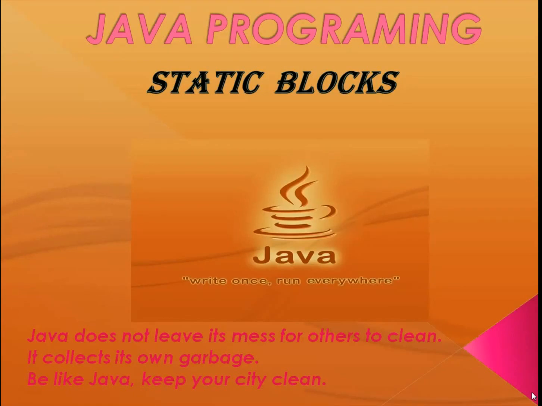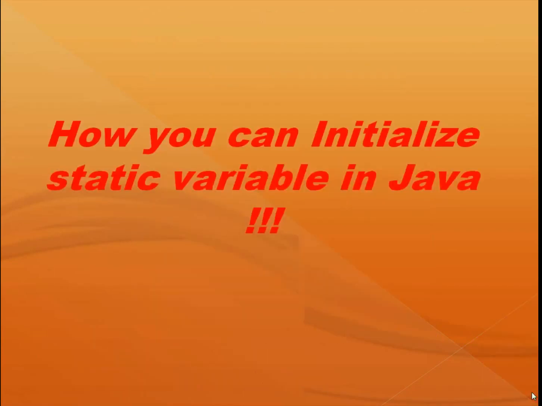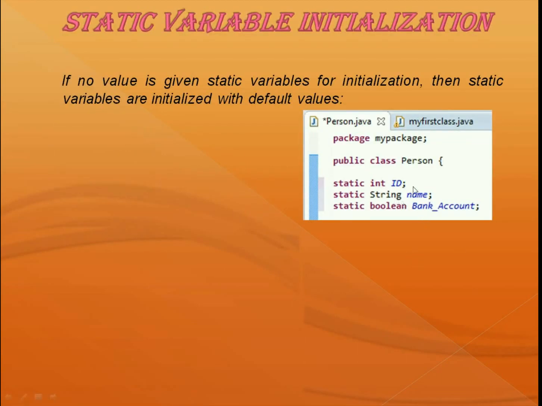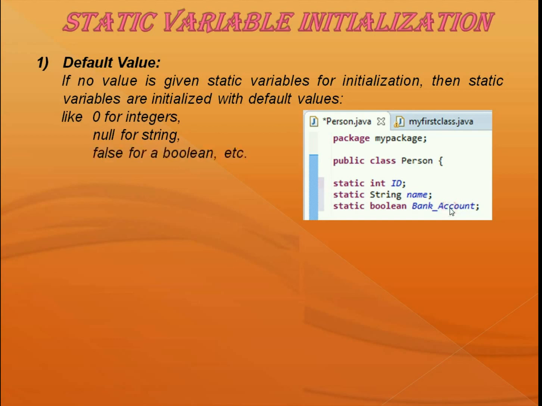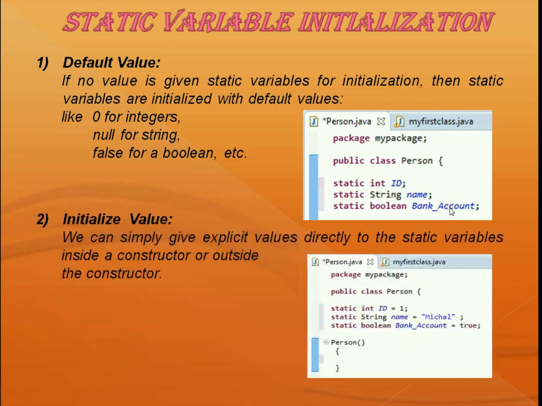In this video, I am going to talk about the static blocks in Java: how you can initialize static variables in Java. If we have not given any value to static variables for initialization, then static variables are initialized with the default values like 0 for integer, null for string, false for a boolean, and so on.